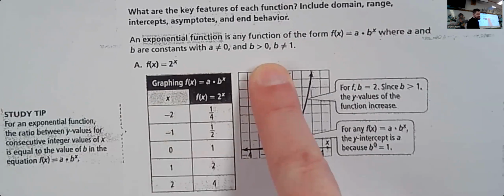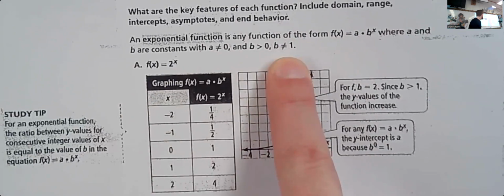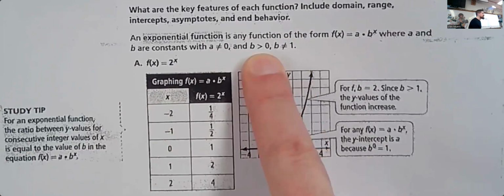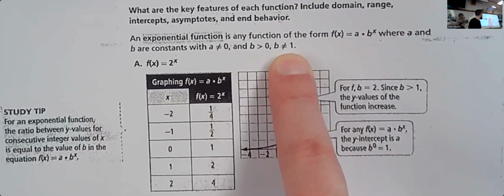B needs to be greater than 0, and b can also not equal 1. B needs to be greater than 0 because if it's less than 0, the function gets really weird, which we're not going to be dealing with, I don't think, at all in this unit, at least, and maybe not even in the school year.